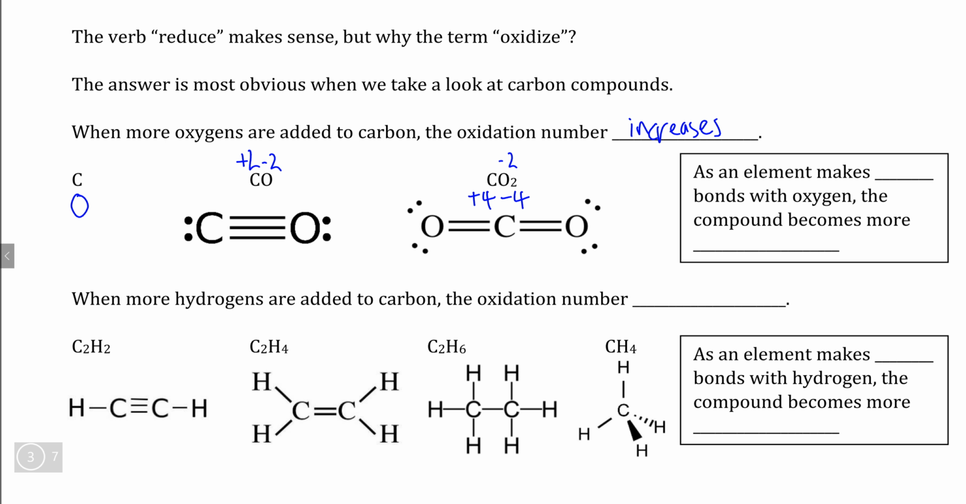What we can see as a different way of looking at this is that elemental carbon has no bonds with oxygen. In carbon monoxide, the carbon has 3 bonds with oxygen, and in carbon dioxide, the carbon has 4 bonds with oxygen. So a different way of restating the statement is by saying, as an element makes more bonds with oxygen, the compound or the element that is bonded to oxygen becomes more and more oxidized as we increase the number of bonds with oxygen, and that's exactly what we see with these 3 compounds here.